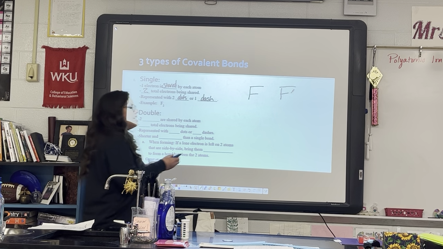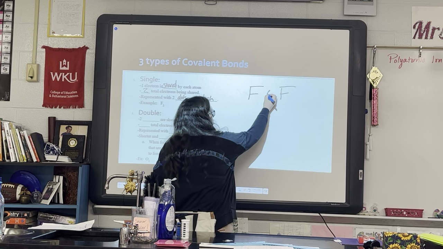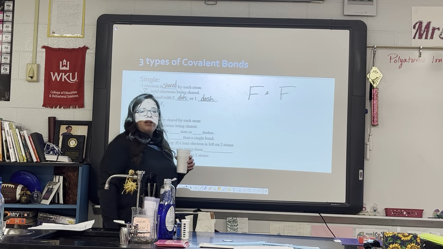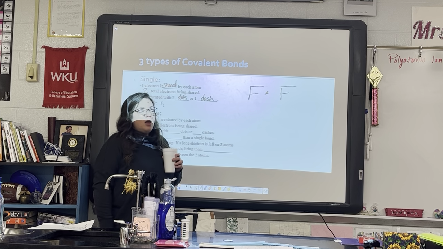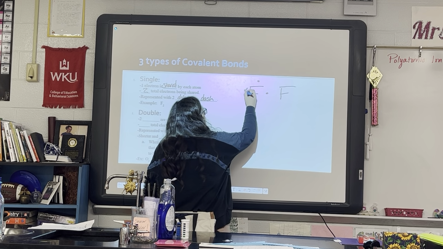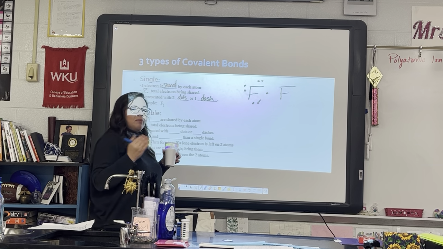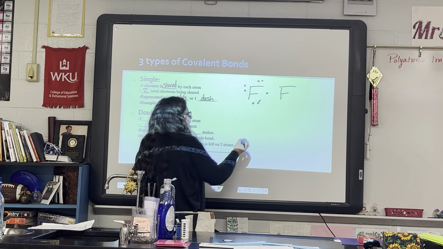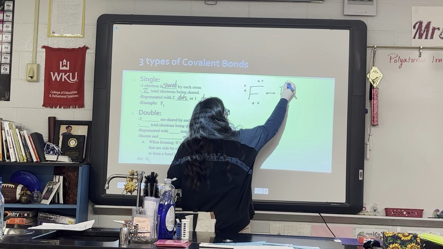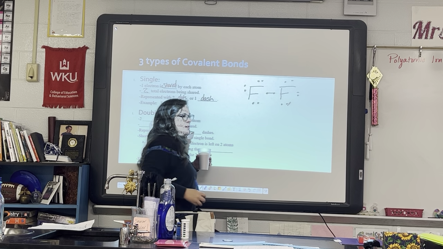Okay, so fluorine is in group 17. How many valence electrons? 7. So we always start with putting one in the middle. Now I'm going to put the rest on the outside: 1, 2, 3, 4, 5, 6, 7. Now I'm going to mirror that for the other fluorine. So 1 in the middle, 2, 3, 4, 5, 6, 7.